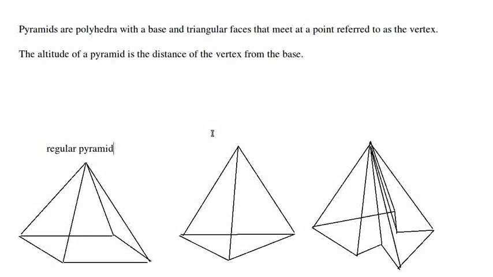The second example, the middle example, the triangle looks like a right triangle. It's not an equilateral triangle, so that one is not an example of a regular pyramid. And then the base for the third pyramid, the rightmost example, is also not regular. So that's not a regular pyramid.